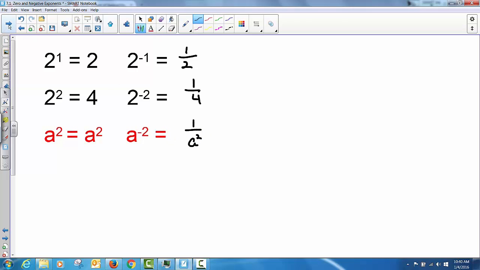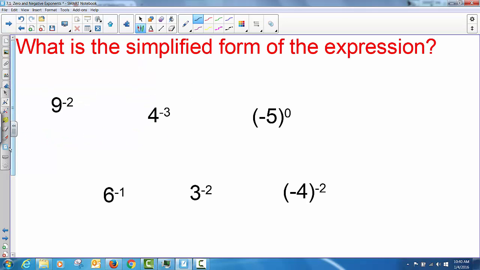Okay, let's see if you understand this. Try these. I'll tell you what, we'll do the first one together, and then you try the rest of them. 9 to the negative 2 is 1 over 9 squared, which would be 1 over 9 times 9, which is 81. All right, pause the video and do these next 5 and see what you come up with.